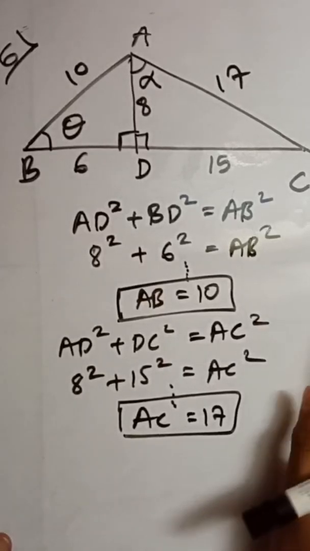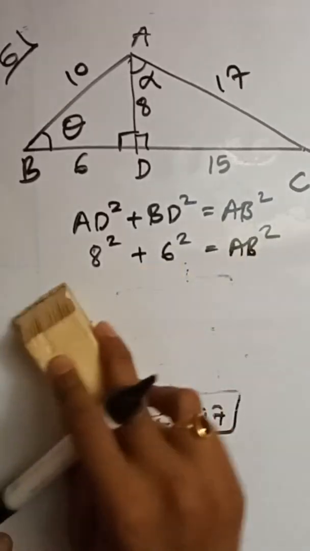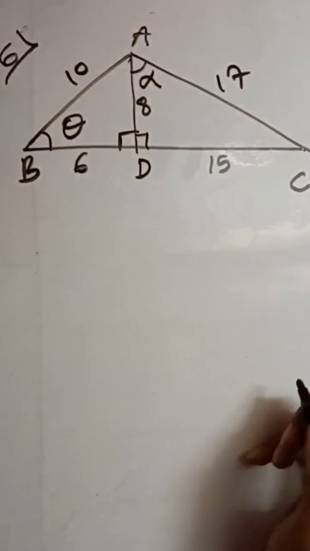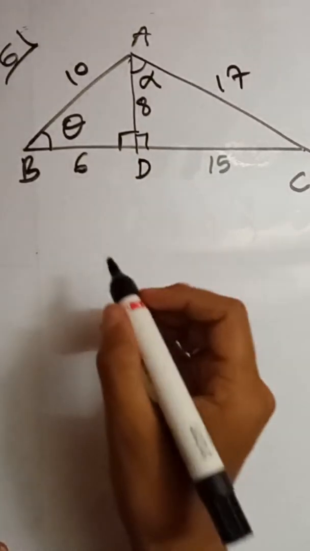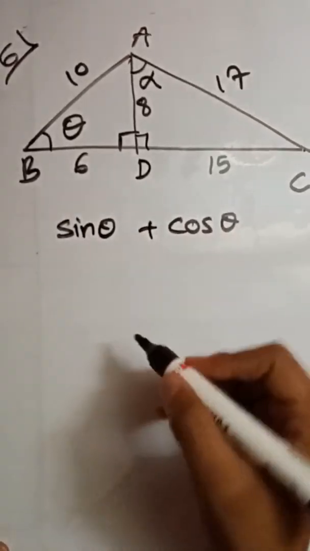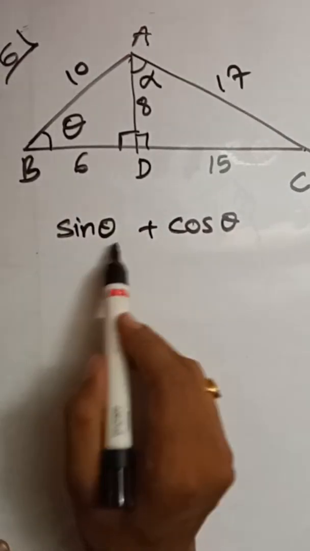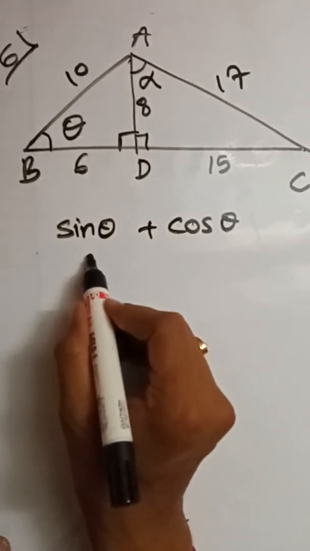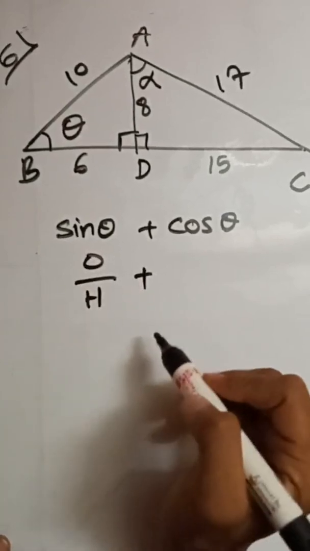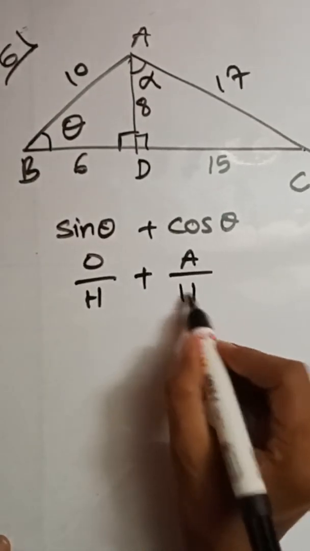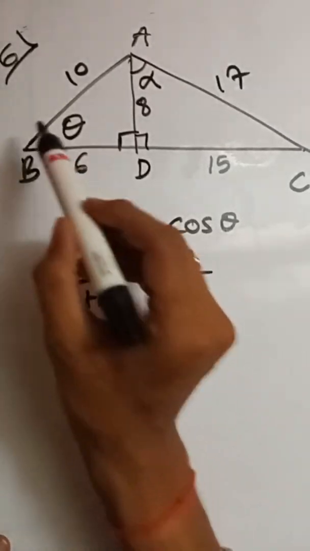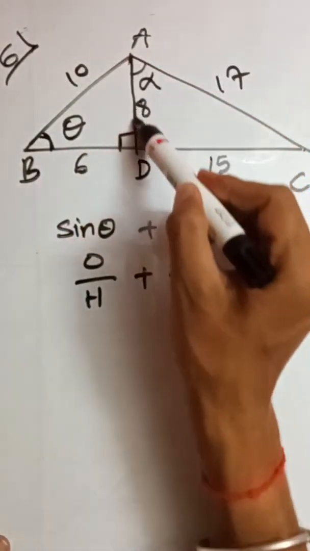Okay, I'll erase this. Now we know all the values. Now what do we need to find? We have to find sine theta plus cos theta. Okay, now what is sine theta? The formula for sine theta is opposite upon hypo. You can write the short form like this: opposite upon hypo, and cos theta is adjacent upon hypo. The angle is theta, so I will use this triangle.